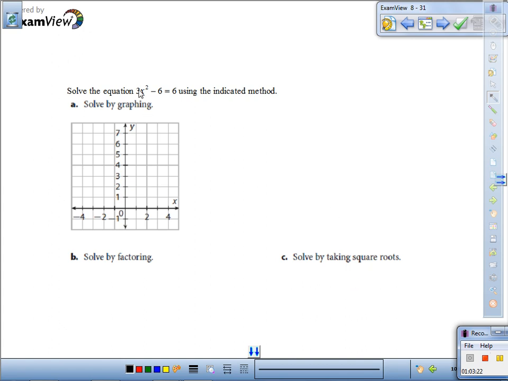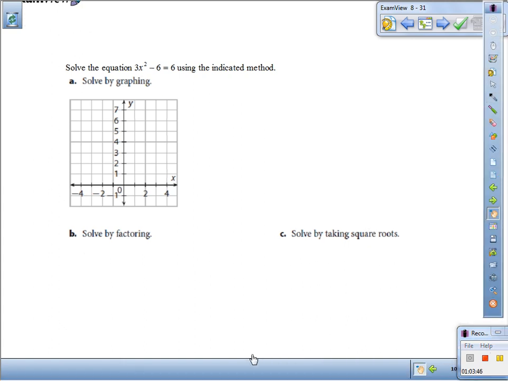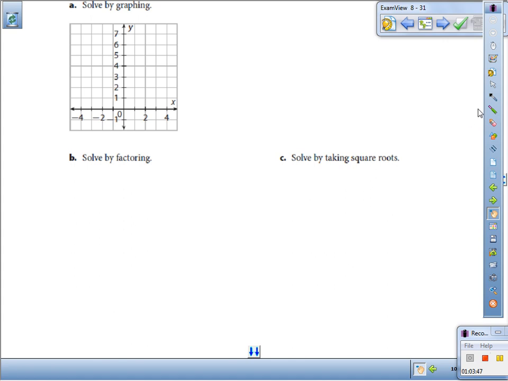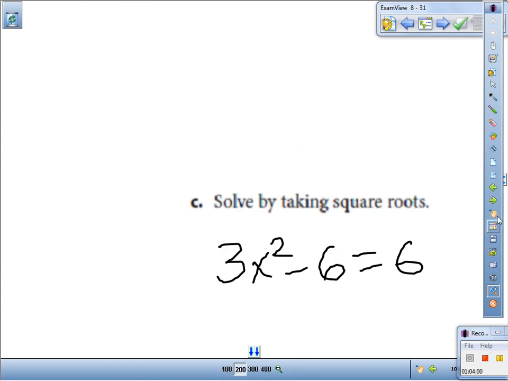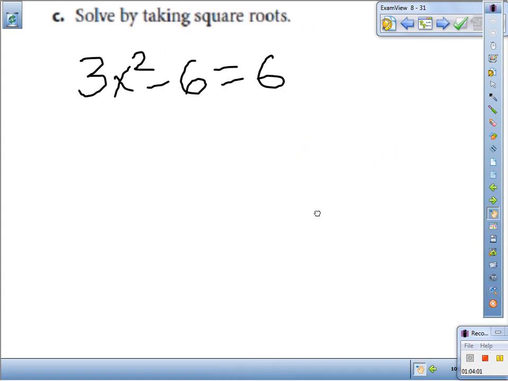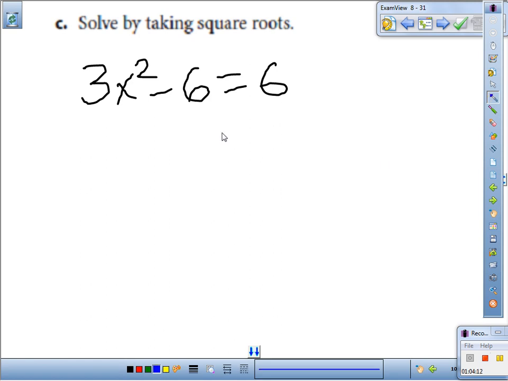So I want you to write this right here: 3x squared minus 6 equals 6. Write it underneath where it says square roots. Let me zoom in. So we're going to solve by square roots. That means we need to leave x squared by itself. So line down the equal sign.